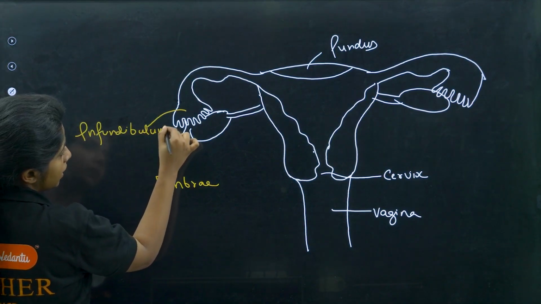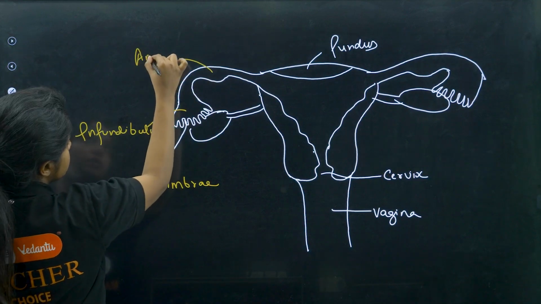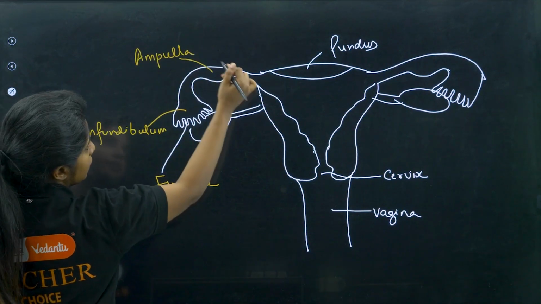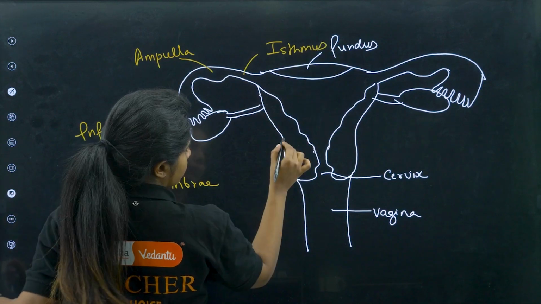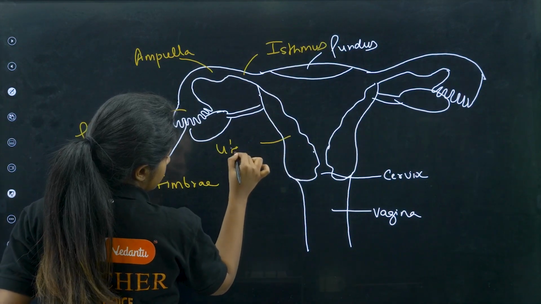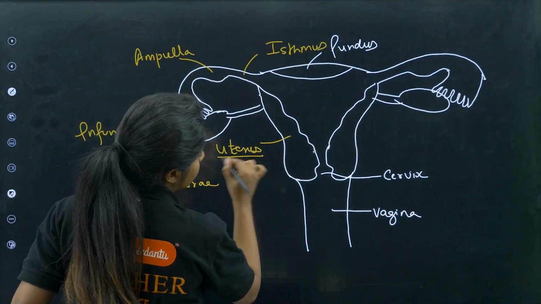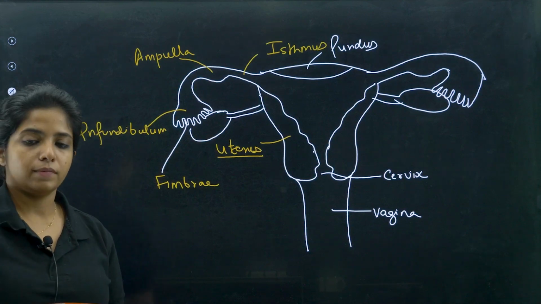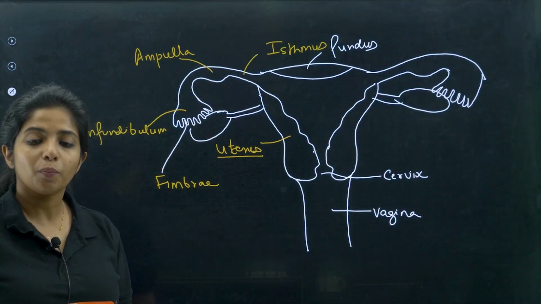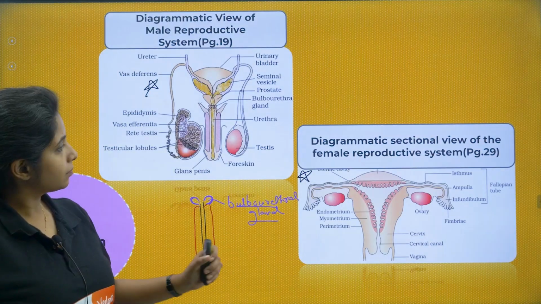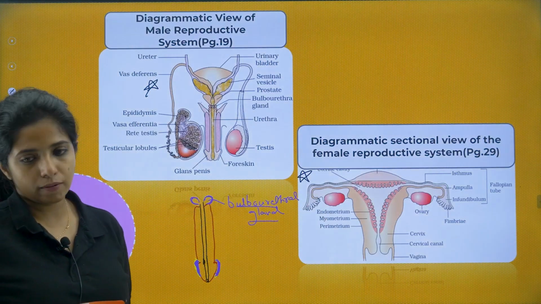Infundibulum. Then you have a broader region known as ampulla. Then you have a narrow region known as isthmus. This is what? The uterus, and with that we complete the female reproductive tract. Easy. It's really easy. You just have to practice it. Okay? So that is the structure.